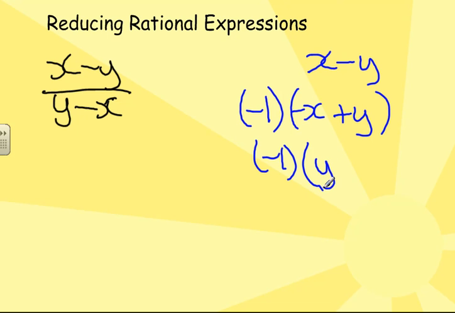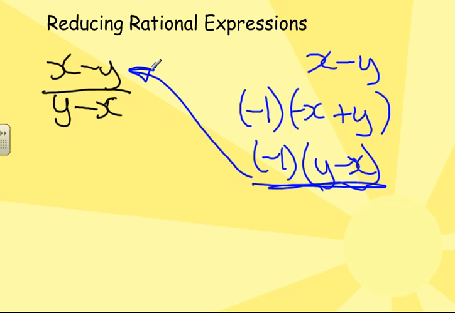Now let's switch the order around of the last two. I'm going to have y, negative x. Oh, this is starting to look a little familiar. So I'm now going to take what I've got right here, and I'll put it in for the top.